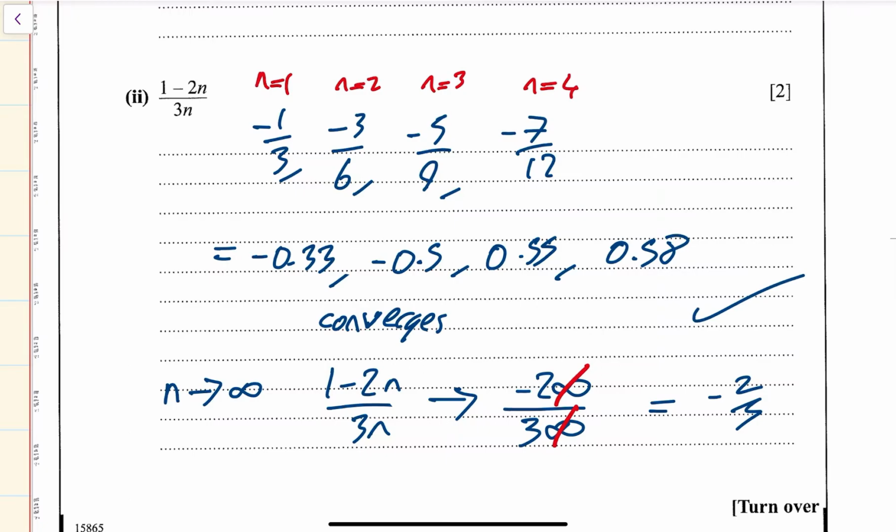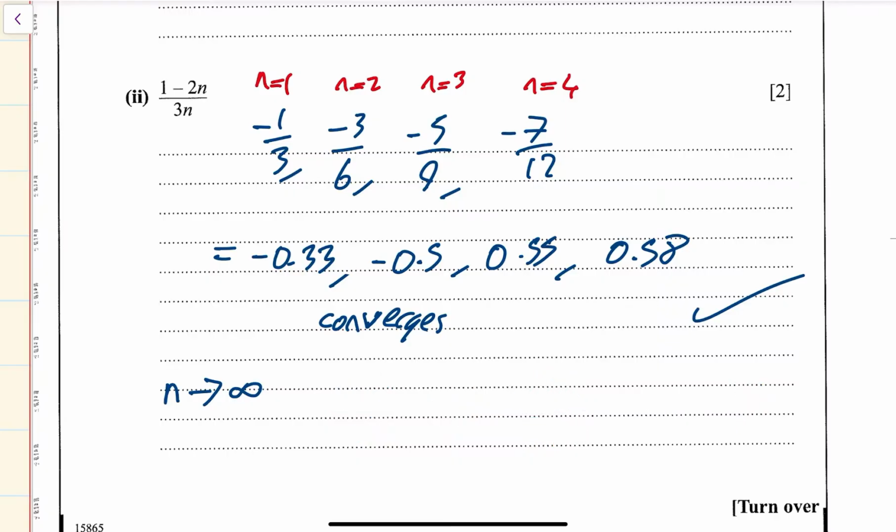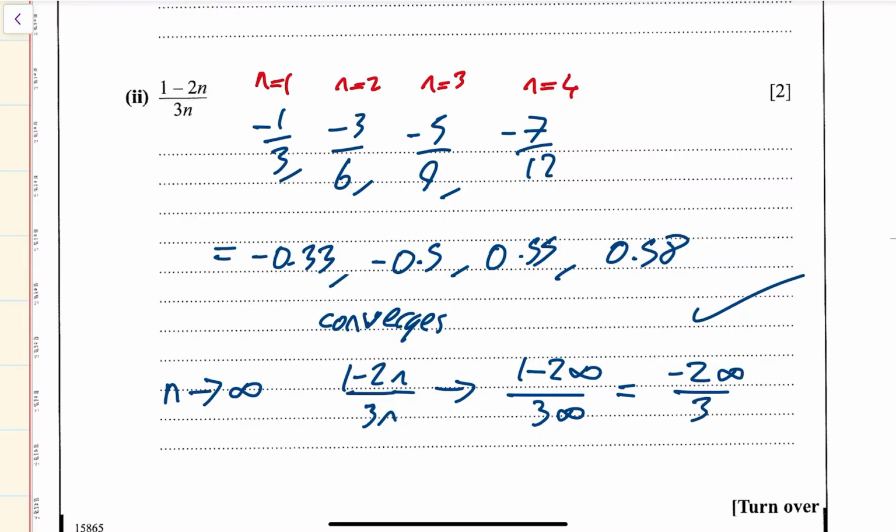Now, it doesn't ask us to do this, but what you could do is look at what happens to the thing as n tends to infinity. So as n tends to infinity, 1 minus 2n over 3n would go to basically 1 minus 2 times infinity over 3 times infinity, which is pretty much the same as minus 2 times infinity over 3 times infinity, and the infinities cancel out, just giving you minus 2/3.